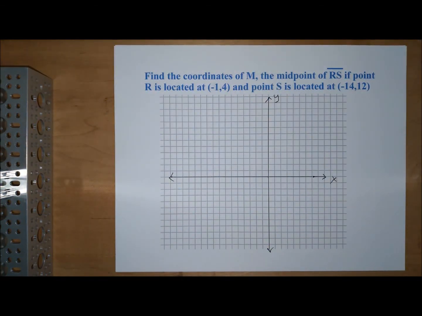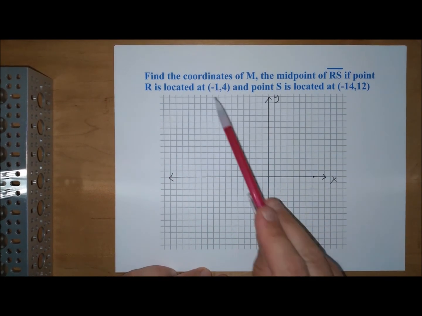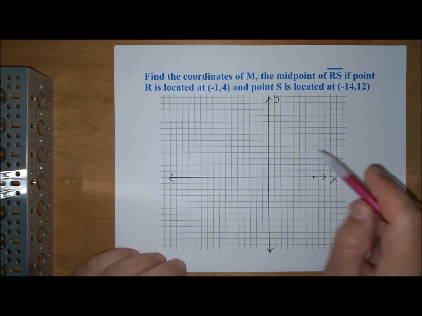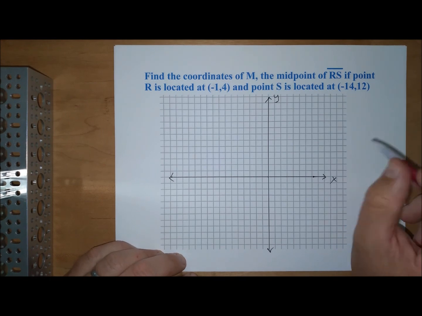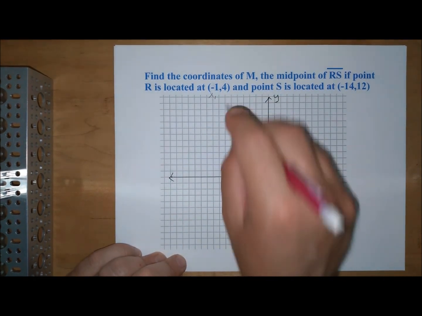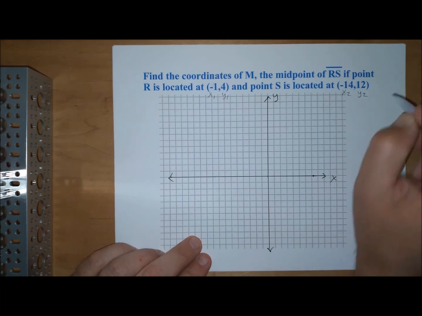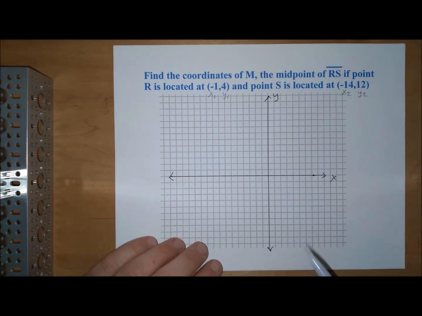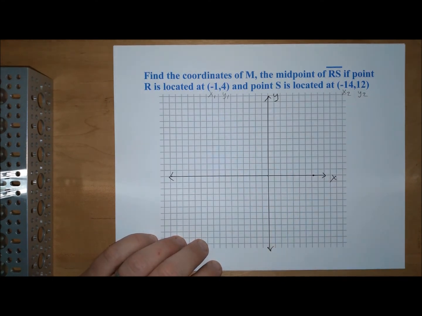All right, let's try an example on the coordinate plane here. It wants to find the coordinates of M, the midpoint of segment RS, if point R is located at negative 1, 4, and point S is located at negative 14, 12. Now, if you're catching on to a theme here, you'll know that it's handy to label these coordinates x1, y1, and x2, y2. You probably did this in Algebra 1 when you're working on slopes of lines. And we're going to use it again on distance, midpoint, and slopes again in geometry. So that's a good habit to get into.